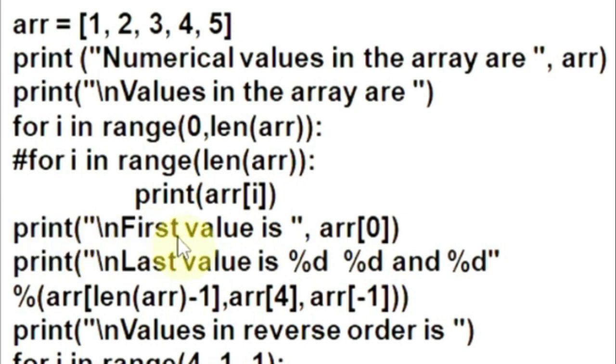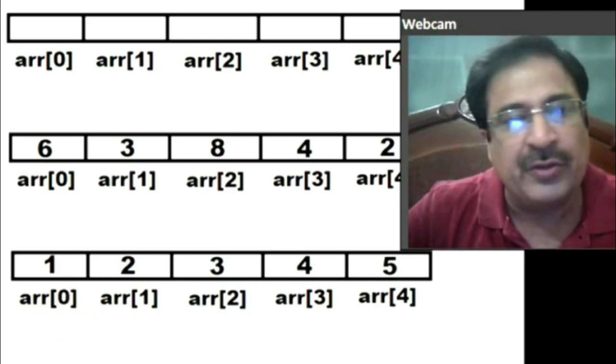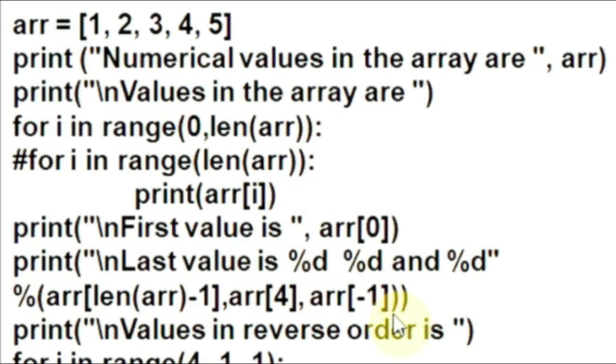This print statement will display the first value, the value at array 0 index location. This print statement is telling you how to get the final value of the array. See, the last value in the array is this. %d will get you the value of this first variable. See, len array is 5. If you try displaying array 5th location, you will get an error, array out of bound index location, because when you define an array of 5 elements, the highest index location is array 4 only.